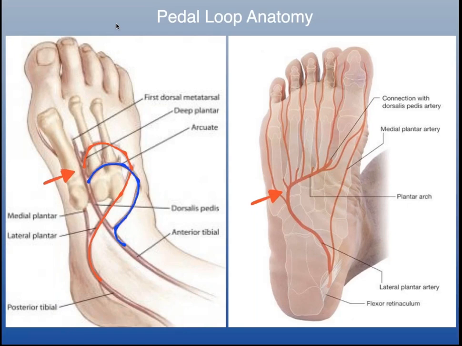It's basically the DP giving off the arcuate artery at the bases of the metatarsals. It crosses horizontally and then joins by the lateral tarsal arteries back to the anterior tibial artery. So it's another common loop, but again, only present 17% of the time. So when most people are saying pedal loop anatomy, pedal loop interventions, below ankle interventions, they're really most commonly talking about the first one that I talked about, which is the pedal plantar loop in red.